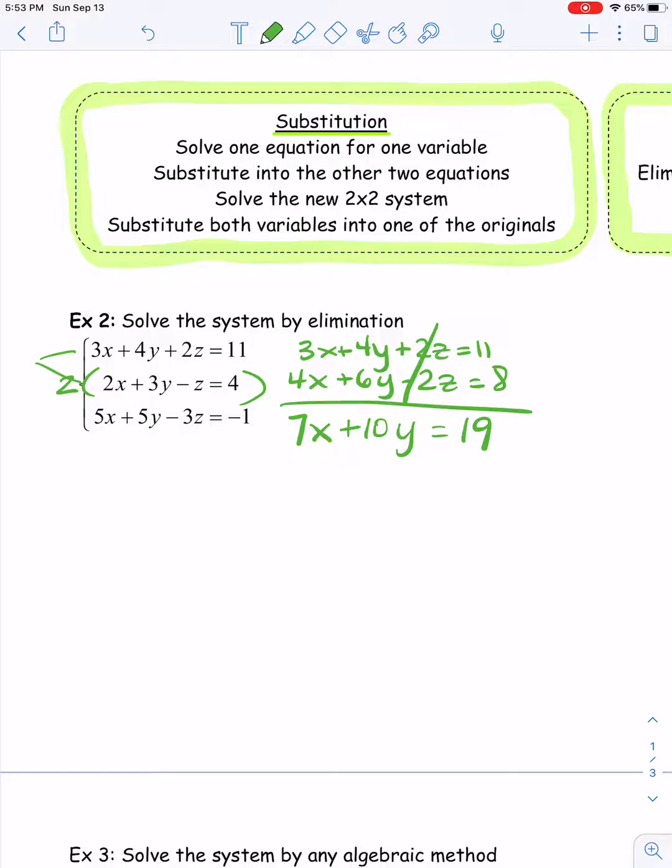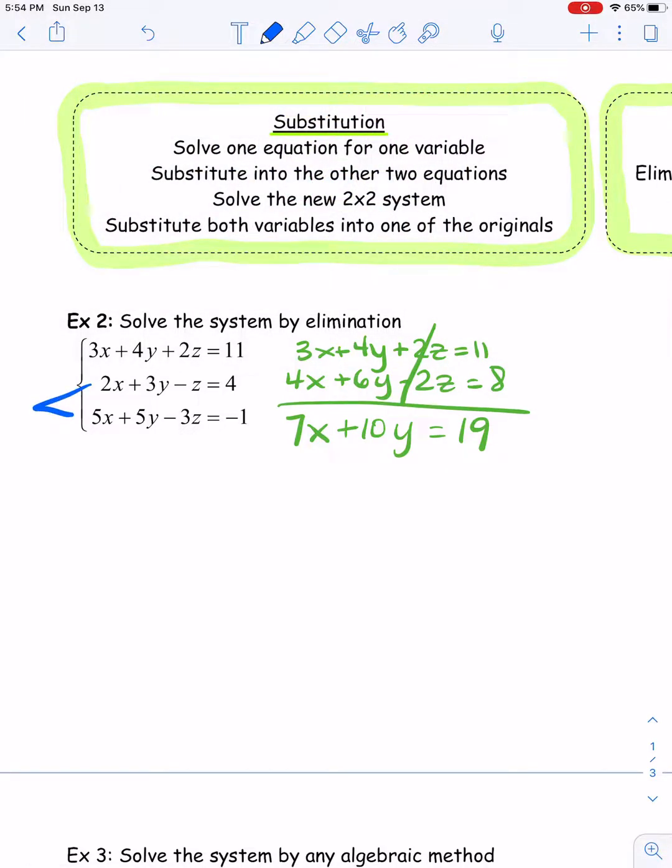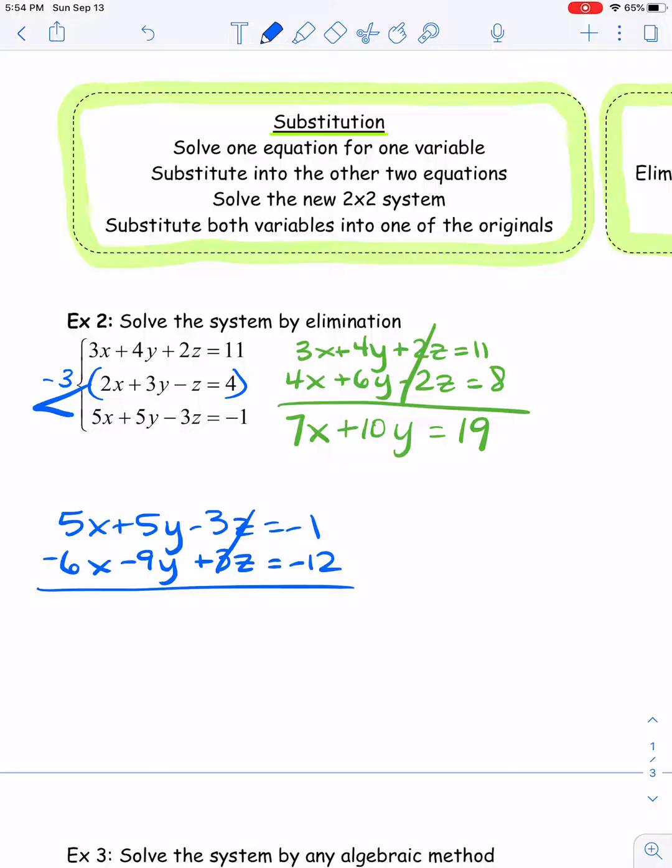Okay, now because I eliminated z in the first 2, I have to eliminate z in 2 other equations. It doesn't matter if I go first and third or second and third. I just obviously need to use the third because I haven't used it yet. So I'm going to go ahead and go with my second and third. Let me change colors. If second and third are going together, I'm trying to eliminate the z as well. So I'm going to multiply this now by a negative 3. So that's going to give me 5x plus 5y minus 3z equaling negative 1. And then that'll be a negative 6x minus 9y plus 3z equaling negative 12. The z's cancel out. That's what I want. This is going to give me negative x minus 4y equaling negative 13.